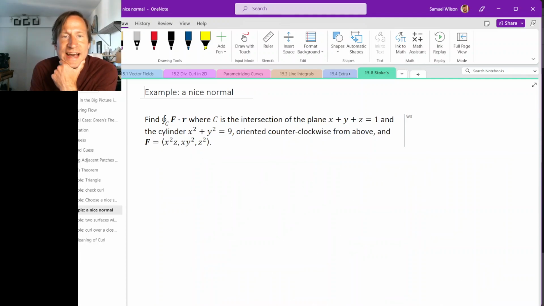So let's look at the circulation integral around this curve where C is the intersection of this plane, x plus y plus z equals 1, and this cylinder, x squared plus y squared equals 9, oriented counterclockwise from above, and then we have a vector field. So this plane, it's some angled plane sitting in 3 space, and then there's a cylinder, right?